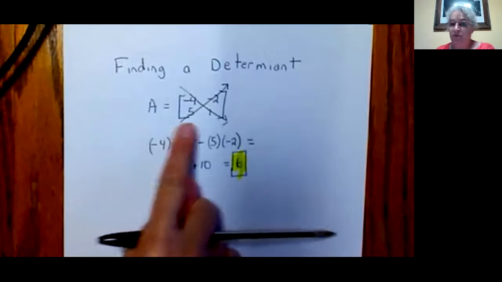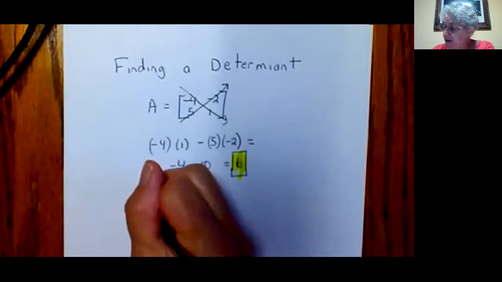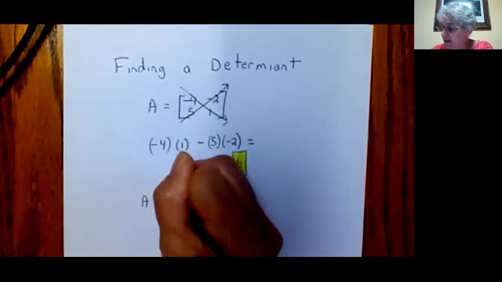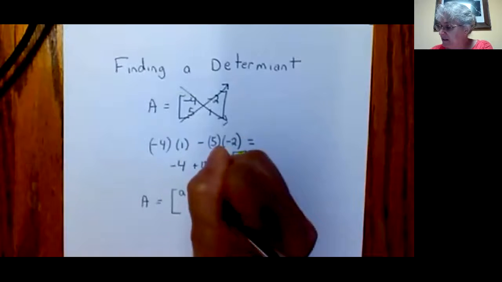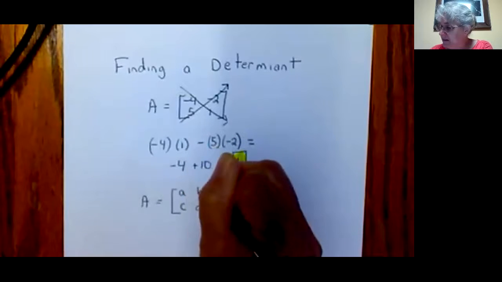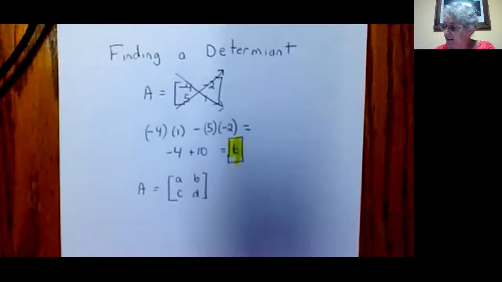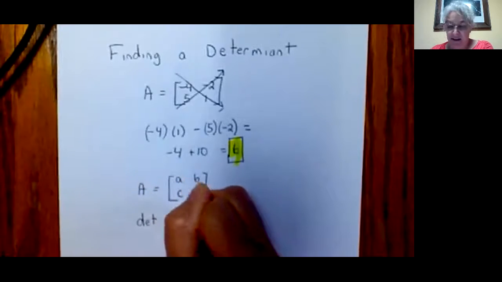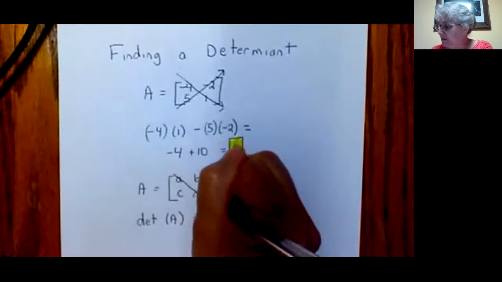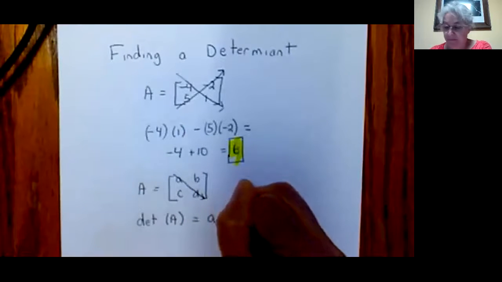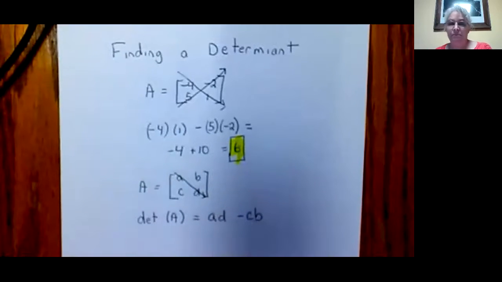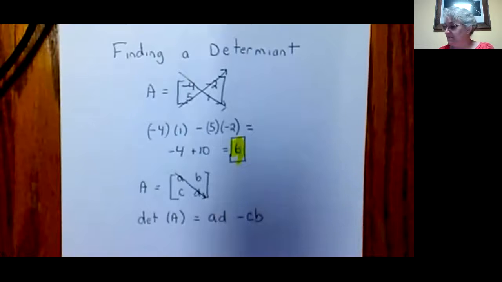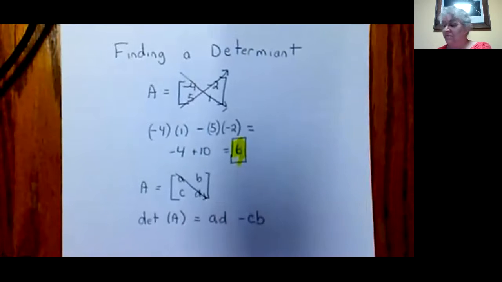If you want the generic formula for finding this determinant, you just go ahead and look at A. I'm going to give it some variables here. And the way you would write this is that the determinant of A is going to equal A times D minus C times B. Okay, fairly straightforward.